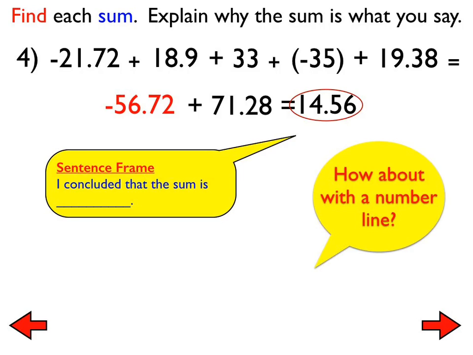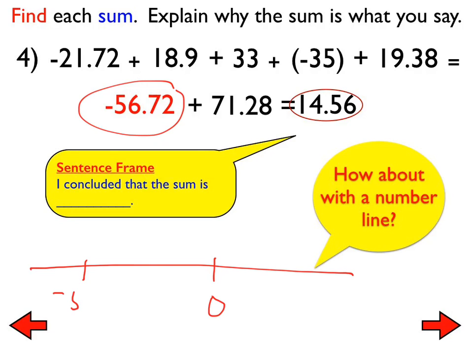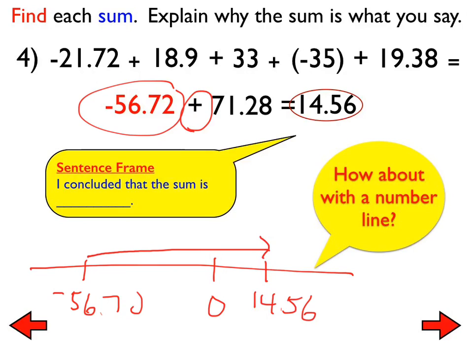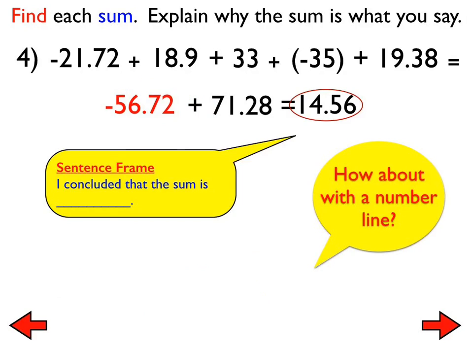Now, every single problem I've put up here, how about with a number line? I just want to talk about that really quickly. If we had a number line, and here was 0, and we started at that number right here, this would tell us to go to the right and keep going right 71.28 times. Well, that would take us past 0, and where it ends right here would have to be at 14.56. Now, obviously, that would be fairly complicated with a number line because we would have to divide up our number line into hundredths, which would take a while to do. It's much easier to just add all of our negatives together and our positives and then compare them.